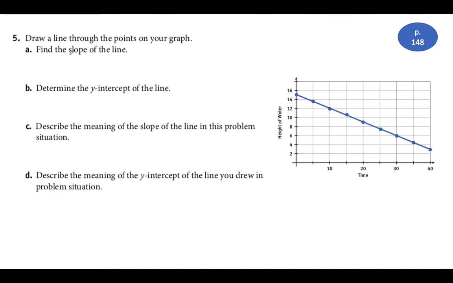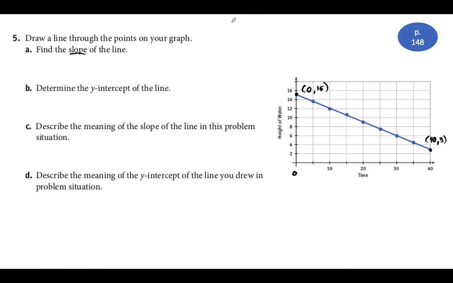So find the slope of the line. So we're going to pick 2 points off this line. I'm going to pick this as one of my points. So the input for this is 0, and the output is halfway between 14 and 16, which is 15. So that's 1 point. And then I'm going to use the last point on this chart. So the input is 40, and the output is halfway between 2 and 4, so that was 3.